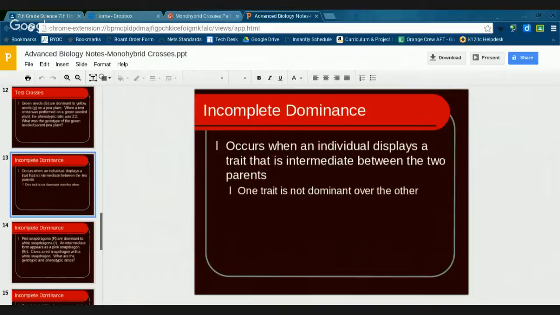All right, another situation that we use Punnett squares for is incomplete dominance. This is when an individual will show a phenotype that's kind of a mix between the two parents. The most common form is color of flower in snapdragons. It seems to be the prime example.